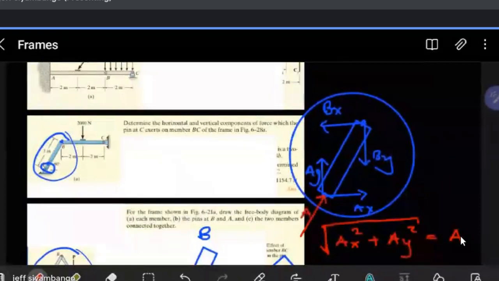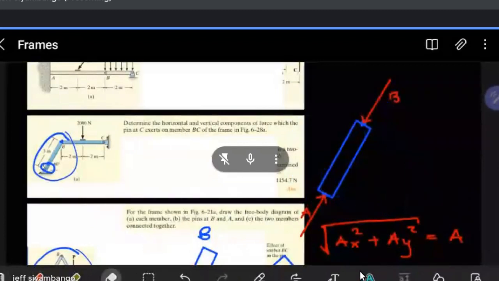And in the same way, if you combine BX and BY, it will give you a force B that will be in that direction. So these now are the two forces that are acting along that member. So when we say two-force members, we're looking for members like this one, which will only be under the influence of two forces. So this is what we'll be going for. Okay, so that was a good observation.